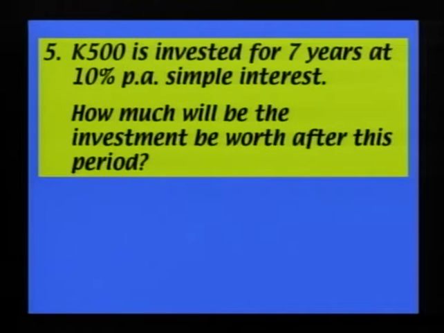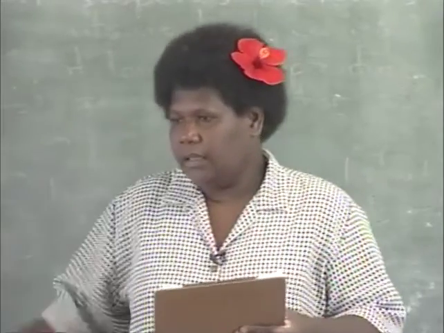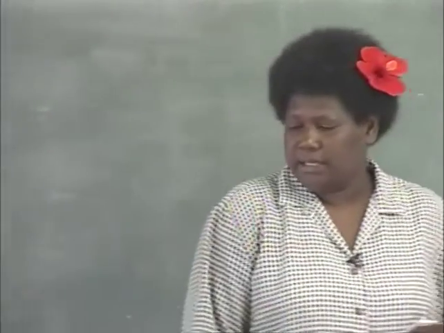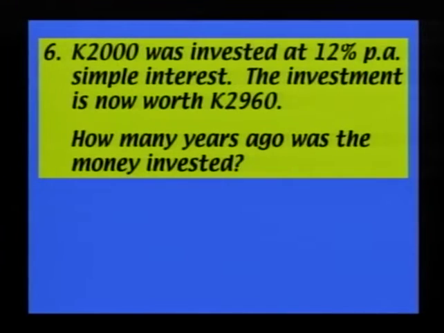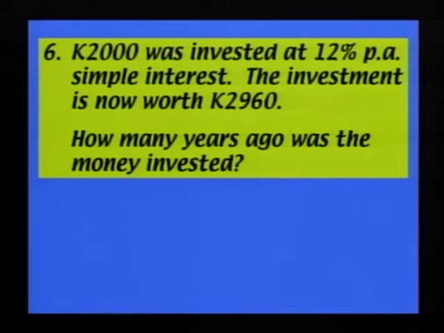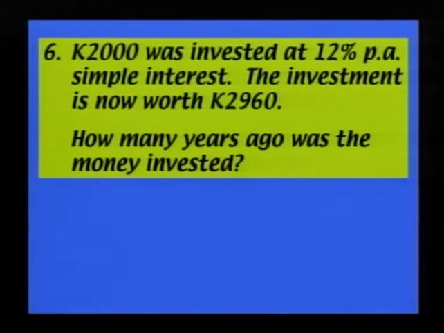Number 5, 500 kina is invested for 7 years at 10% per year simple interest. How much will be the investment worth after this period? 850 kina. That's the principal plus the interest. Good. Number 6, 2,000 kina was invested at 12%. This investment is now worth 2,960. You have to find how many years the money was invested. Velma? 4 years. 4 years is correct. Good.